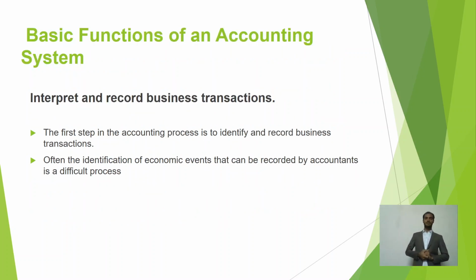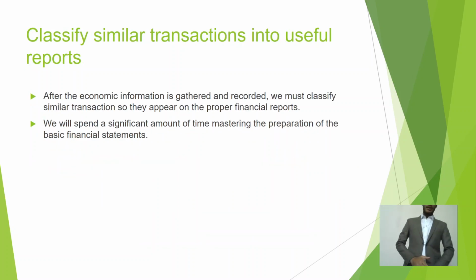Now, the basic functions of an accounting system. Interpret and record business transactions. The first step in the accounting process is to identify and record business transactions. Identification of economic events that can be recorded by accountants is a difficult process. Classify similar transactions into useful reports. After the economic information is gathered and recorded, we must classify similar transactions so they appear on the proper financial report. We will spend a significant amount of time mastering the preparation of basic financial statements.